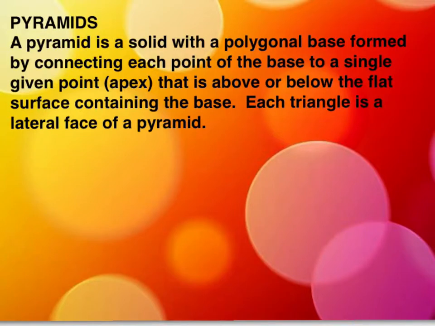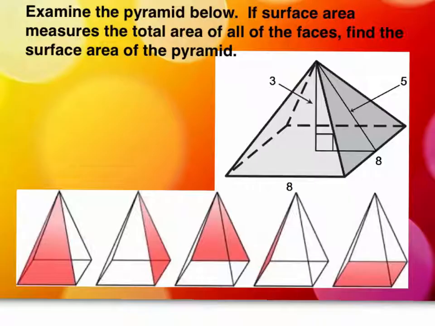Okay, go ahead and copy down the definition of a pyramid, and then when you're ready to follow along with me, go ahead and begin. A pyramid is a solid with a polygonal base formed by connecting each point of the base to a single given point. We call this an apex, that is above or below the flat surface containing the base. Each triangle is a lateral face of a pyramid. So I will discuss and point out some lateral faces for different pyramids.